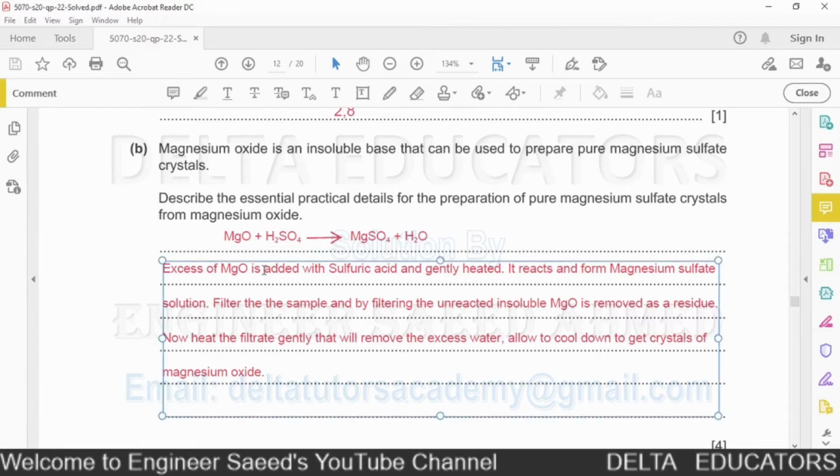So what you have to write here: excess magnesium oxide is added to sulfuric acid and gently heated. It reacts and forms magnesium sulfate solution. Filter the solution, and by filtering, the unreacted insoluble magnesium oxide is removed as a residue. Now heat the filtrate gently. That will remove the excess water. Allow it to cool down and get crystals of magnesium sulfate.